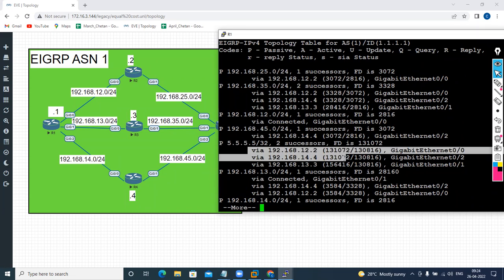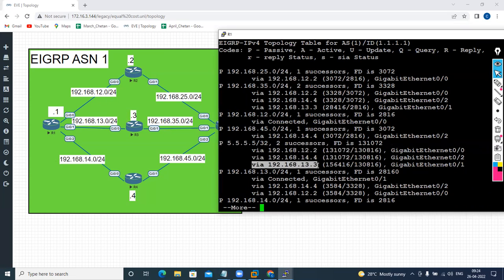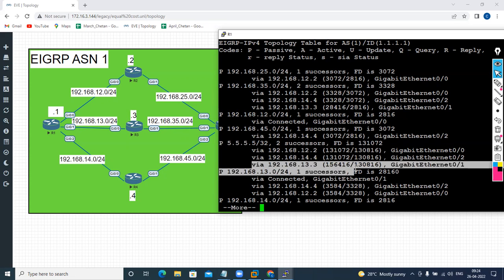First 2 paths. This is your feasible successor. Why? Because it has satisfied your feasibility condition. What is the feasibility condition? AD of the feasible successor should be less than the FD of the successor. So this is your feasible successor backup path.